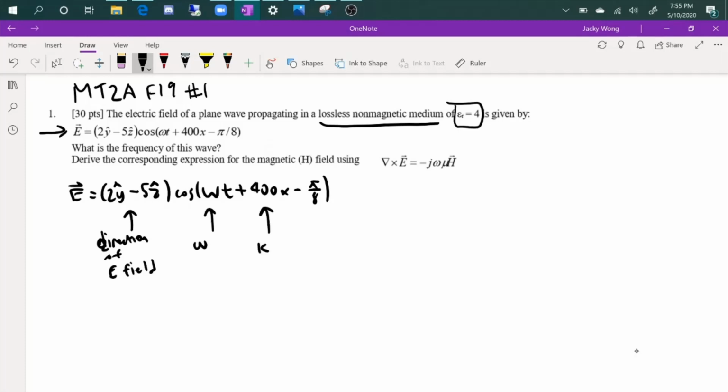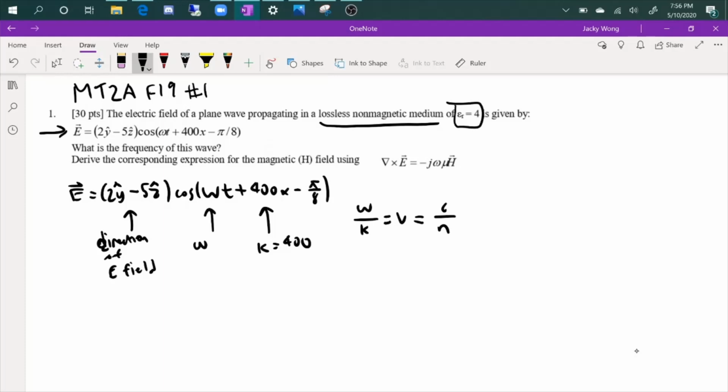We are given k, the propagation constant, so we know that it is equal to 400. We have a relationship between some of these variables, as shown. Omega over k is equal to v, which is equal to c over n. C is the speed of light, and n is the index of refraction.